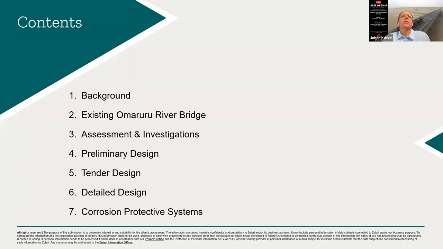I'll start by giving the content of my presentation. First of all, I want to talk about the background, more about the location and the environment of this bridge, because to understand the repairs to the bridge, it's important to understand the location aspect of the bridge. And I'll talk about the existing Omaruru River bridge and some background to that, our assessment and investigation stage, and then the design stages from preliminary, tender, to detail design. And then lastly, I'll talk about the corrosion protective systems or measures that we took to protect this bridge.